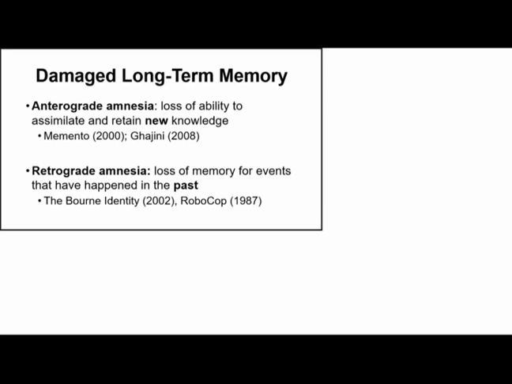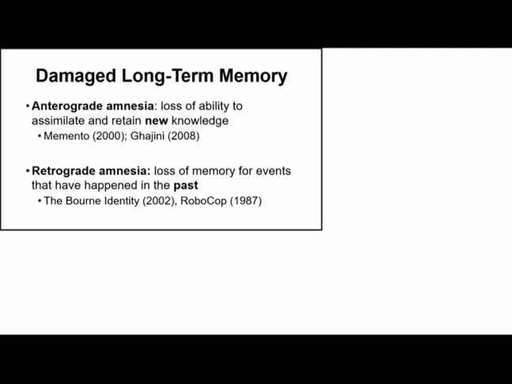So amnesia is just that sort of inability to remember things. And when we specify that it's anterograde or retrograde, we're talking about the directionality of that forgetting. So anterograde amnesia is loss of the ability to assimilate or retain new knowledge. So I have a couple of movie examples. So maybe you've seen the movie Memento, where he can't form new memories. So as soon as something leaves his short-term memory, he forgets it entirely. So if he wants to remember something, he has to write it down.